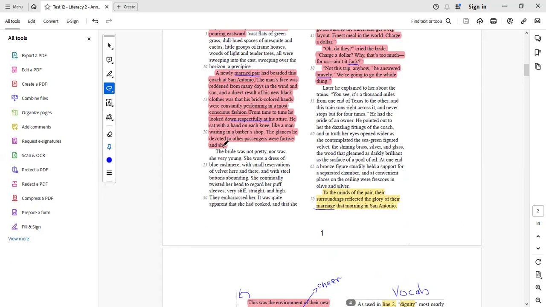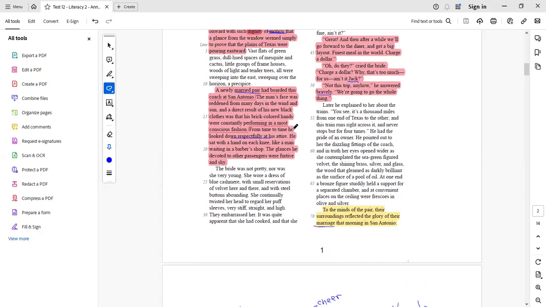Let's go from 17 till 22, from time to time, he. The problem is that he is a pronoun that I don't know refers to whom. So I will go back a line before, the man's face. Who's the man? I know he's talking about Porter, but we are going to follow this technique in the test, so I'm going to take a line before. A newly married pair. So we are talking about Jack and his bride, who are married.